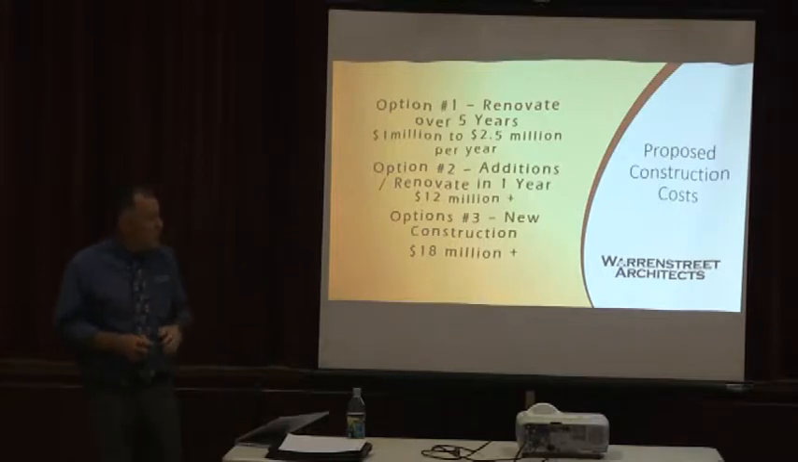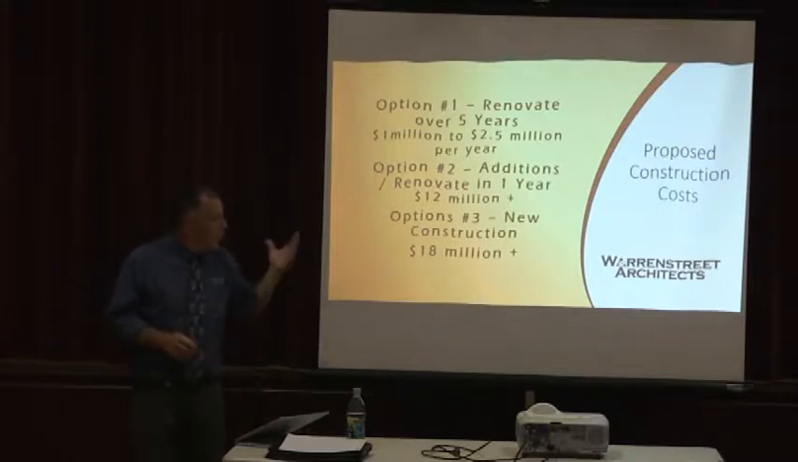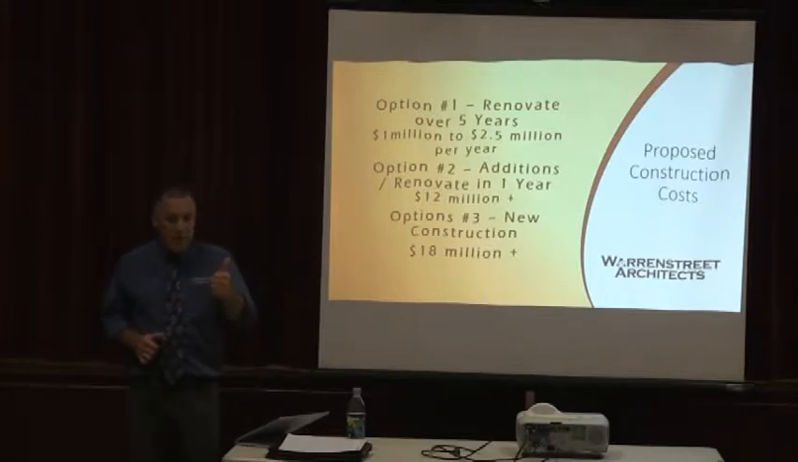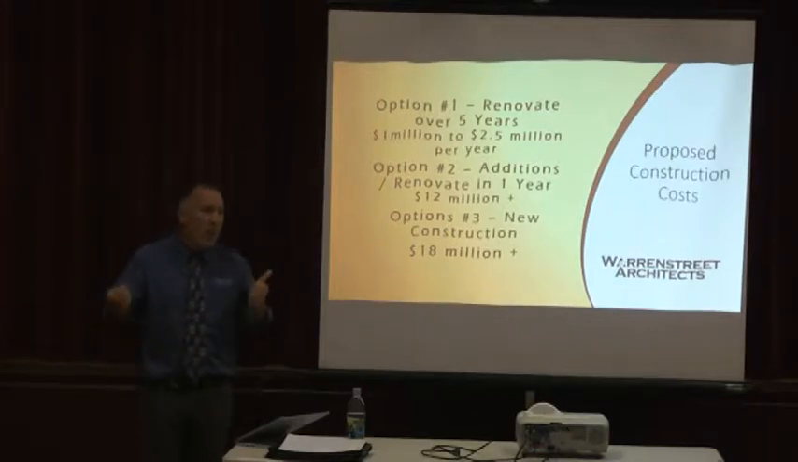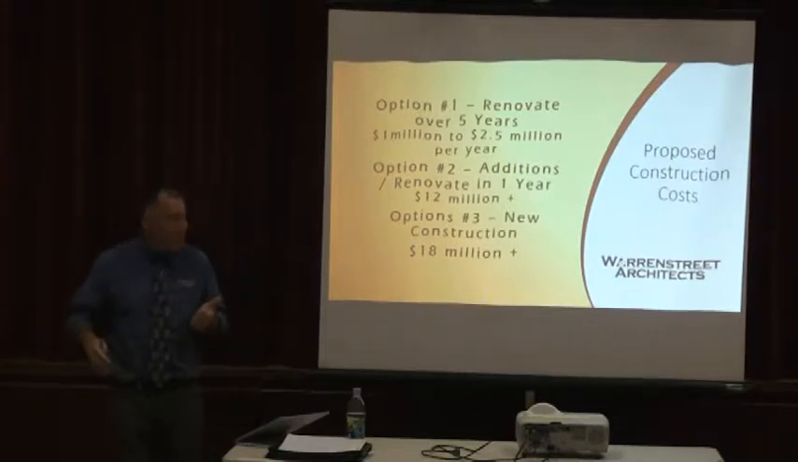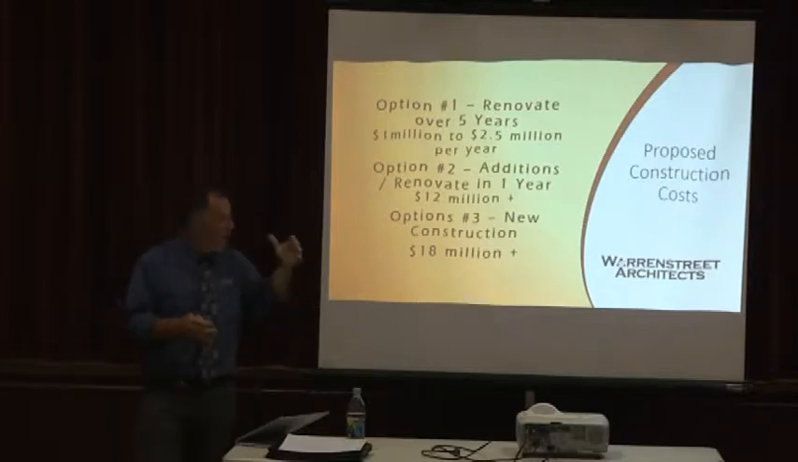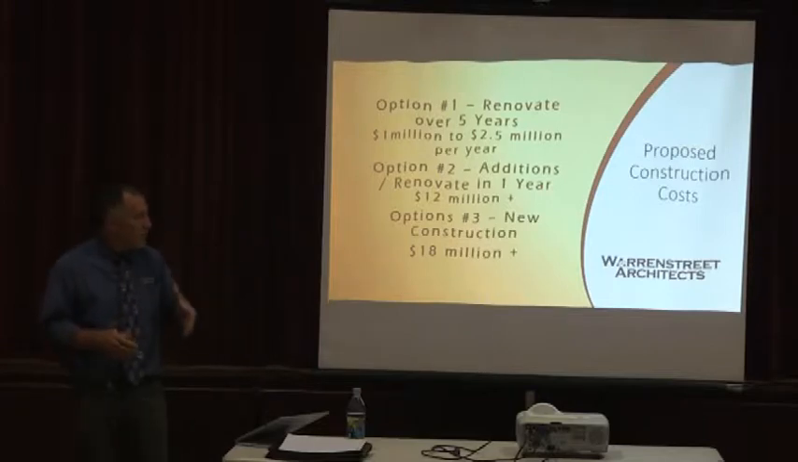Option number 2, additions and renovations in 1 year. The reason why this is so attractive is twofold. First of all, you get it all done at once, and you don't have to keep going back and getting more money each and every year. So you can enjoy a fixed-up building right away and not have to put up with construction for 5 years.